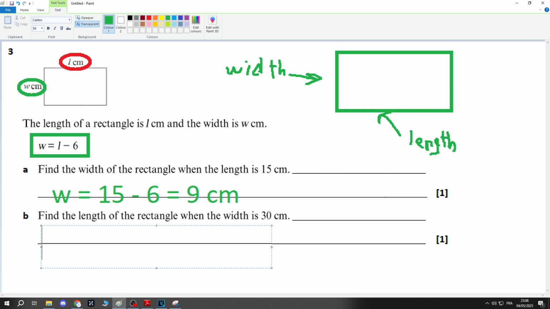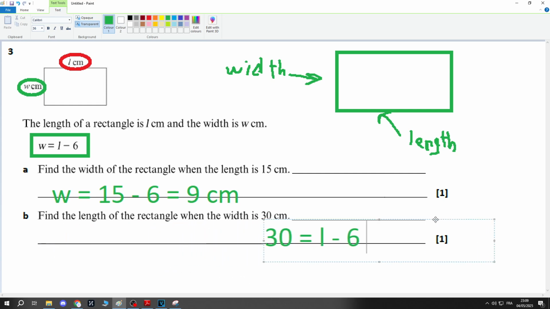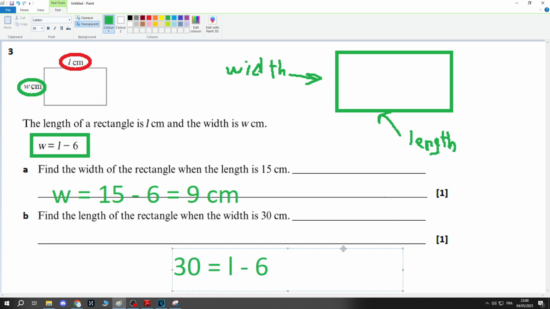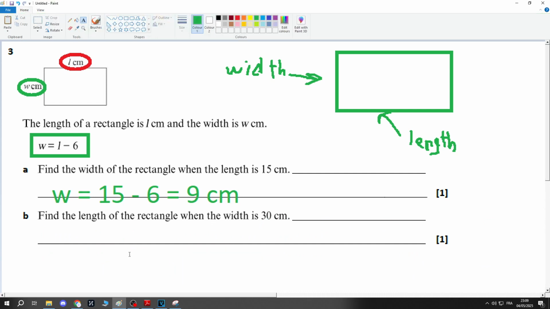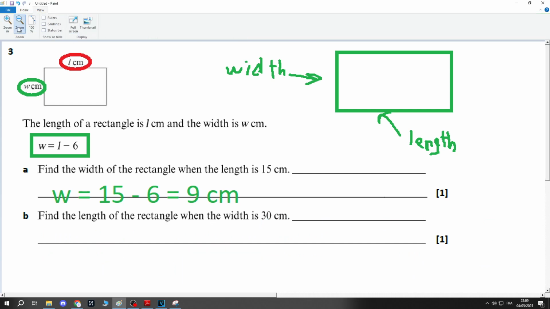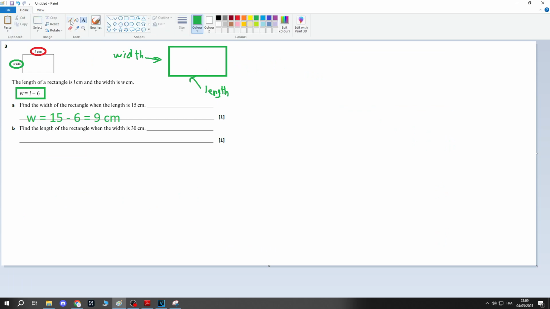But that's wrong, because this time they gave me the length of my width. All right? So that means I will have to replace W with 30. So in other words, 30 equals L minus 6. Aha. So how can I find L? Well, if you remember what we've done in Unit 2, yep, you heard it right, Unit 2, it would be an equation. So let me show you how to do it real quick, in case you forgot.